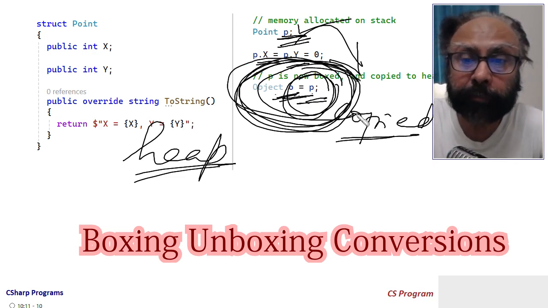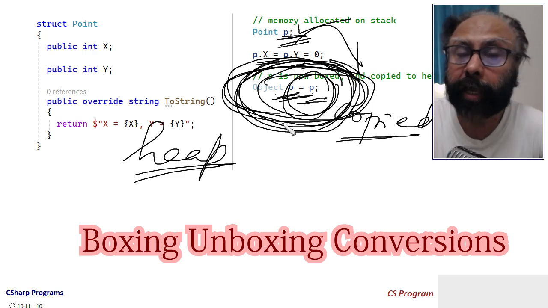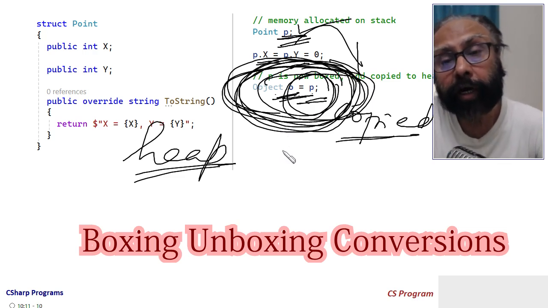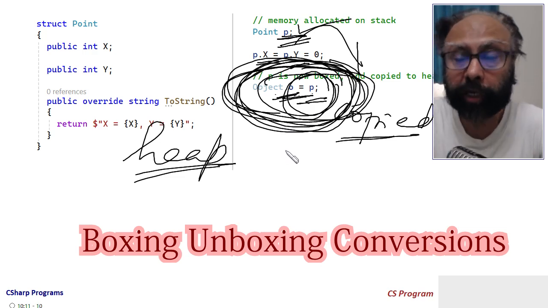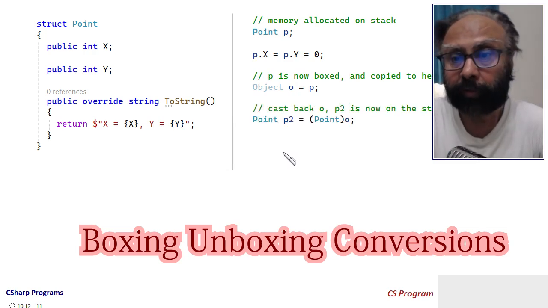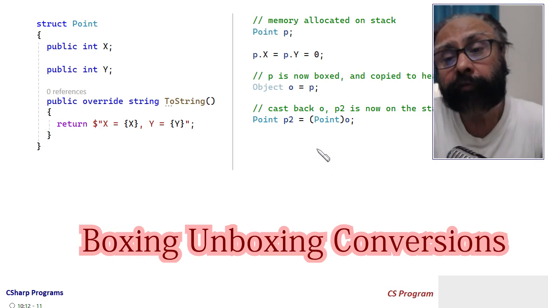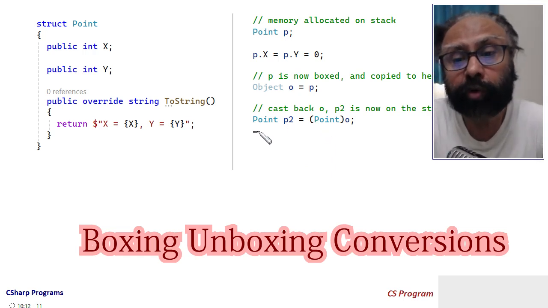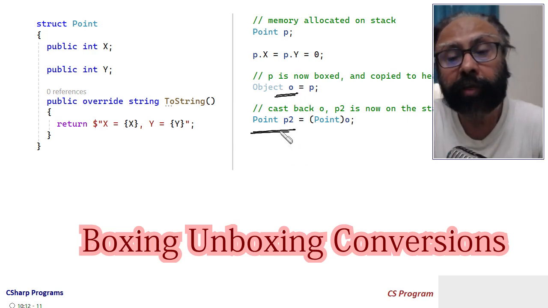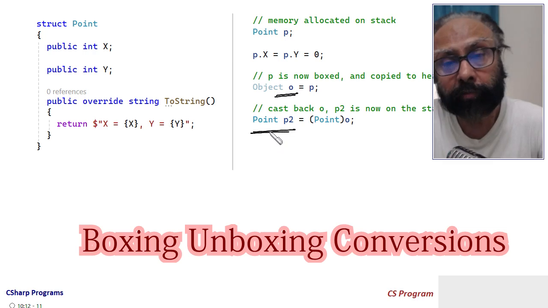This means this simple step is actually creating a new object, and that too on the heap. So we have a cost also, and we have a new object also allocated. Now let us suppose after some time we have to get this point back from the heap. We have to get it on the stack.